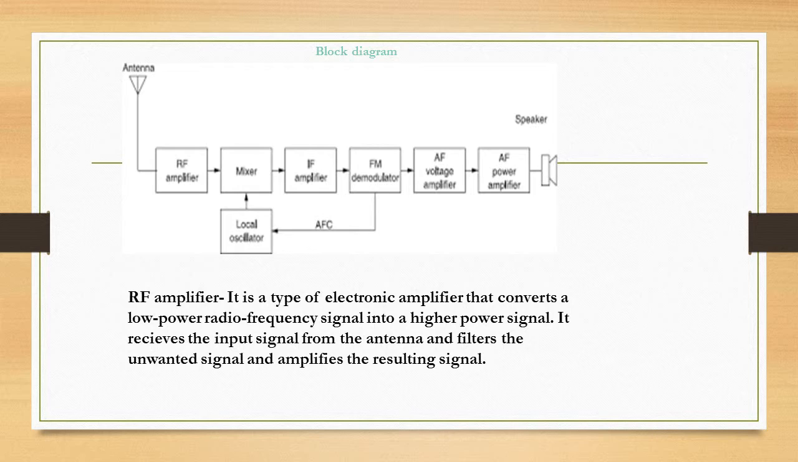RF amplifier. It is a type of electronic amplifier that converts a low power radio frequency signal into a higher power signal. It receives the input signal from the antenna, filters the unwanted signal and amplifies the resulting signal.